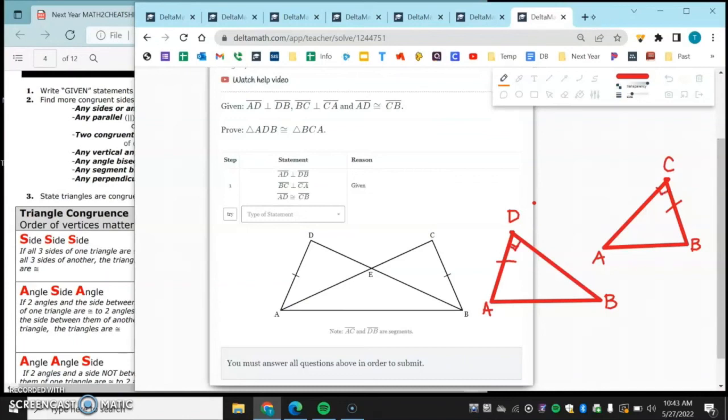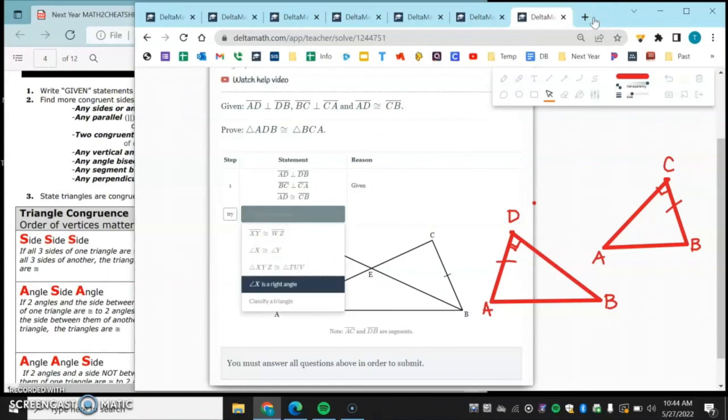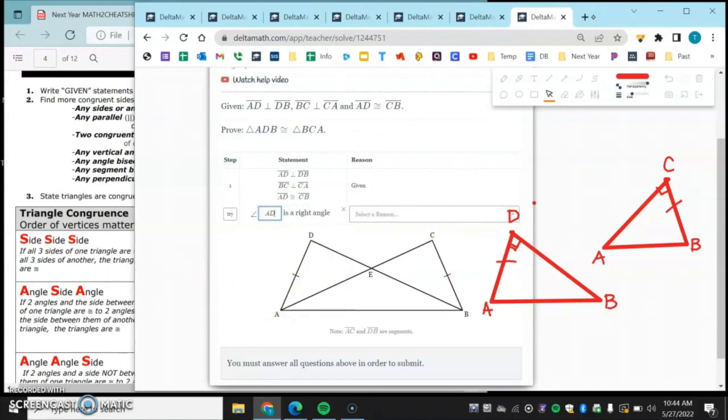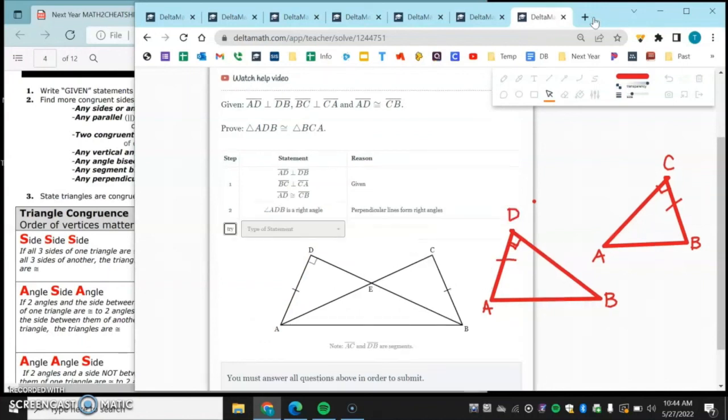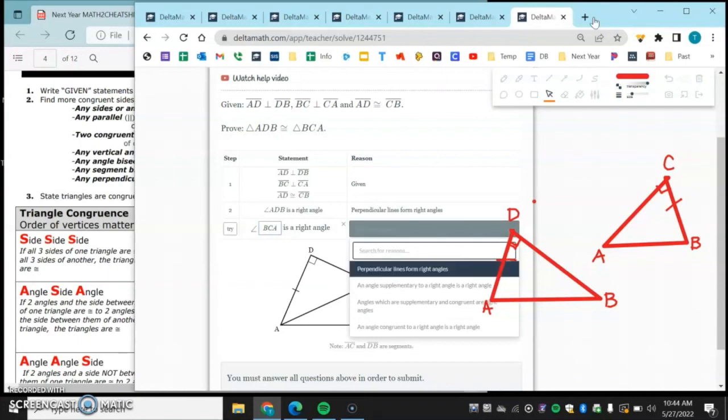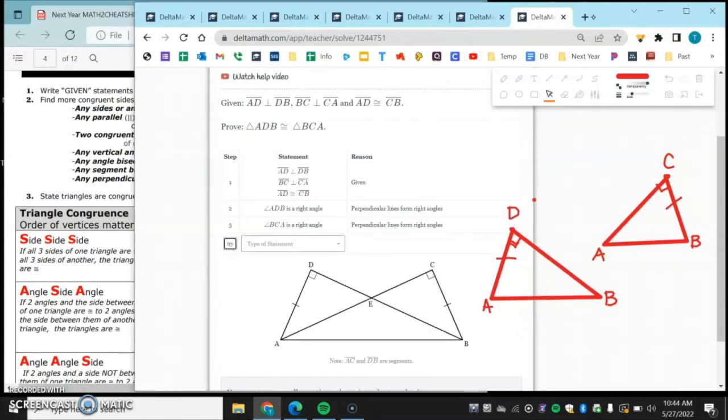BCA is also a right angle. So we know that those will be congruent because all right angles are congruent. So what we would want to do is state that we've got some right angles here and all right angles are congruent. I've got angle ADB because perpendicular lines form right angles. Also, BCA is a right angle. Now I need to see if I can find any other sides or angles in these two triangles.